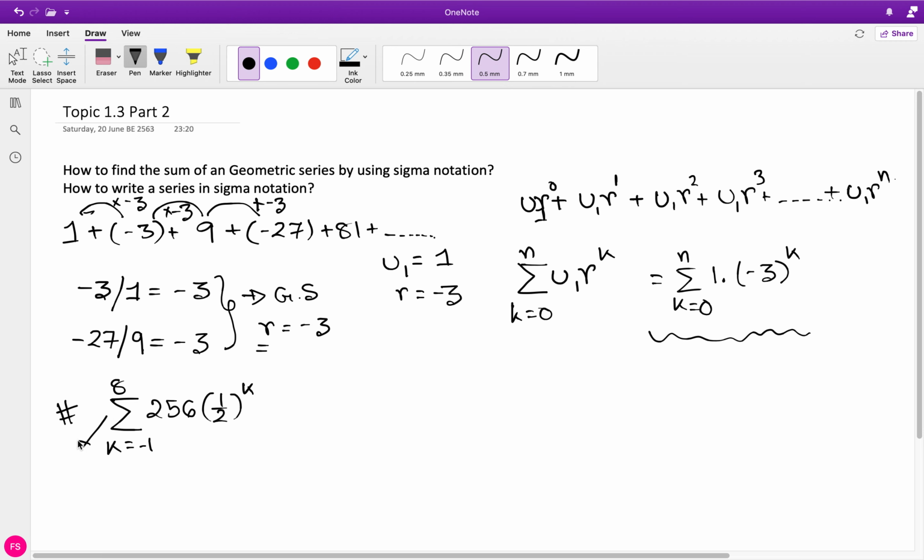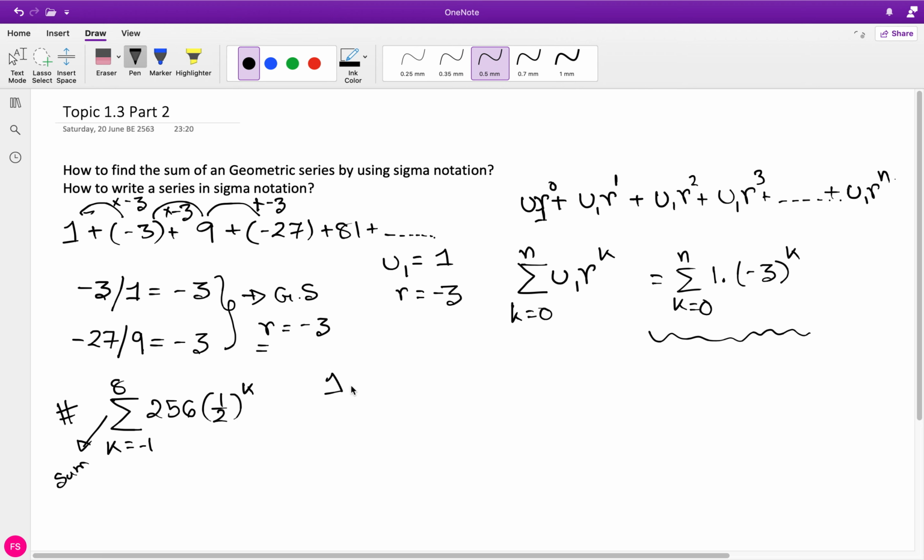This symbol means sum. That means you have to find the sum of the series from k equals -1 to k equals 8. This is where you stop. If you look at this series, it's also a geometric series because this stays constant and the ratio keeps on increasing depending on the number of terms.